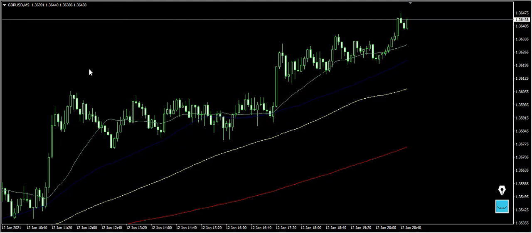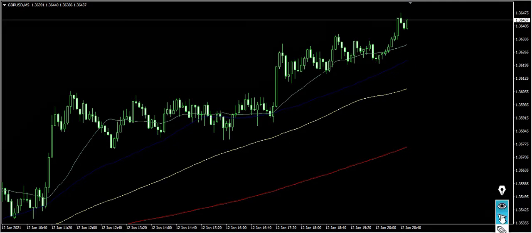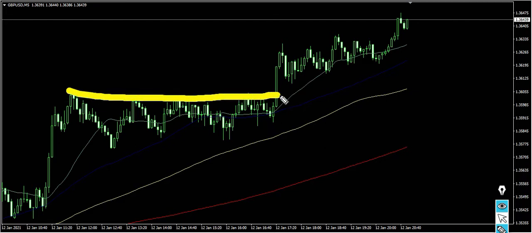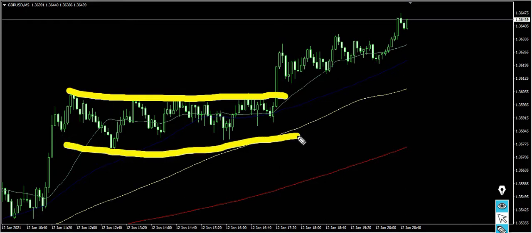So once you are on the 5 minutes chart of GBP USD, you have to see whether the market is trending or it's consolidating. So if the market is consolidating, for example, here is the area which is consolidating. You can see the price is ranging.